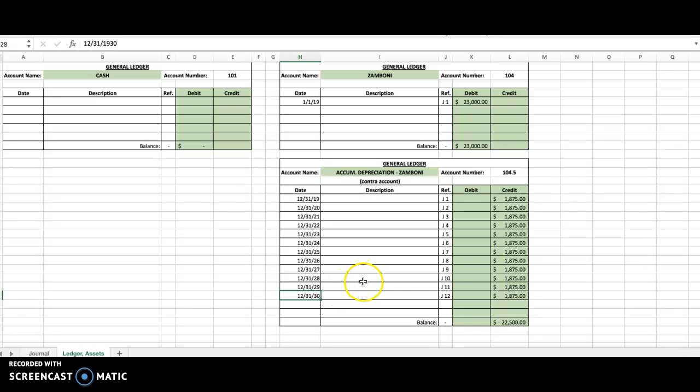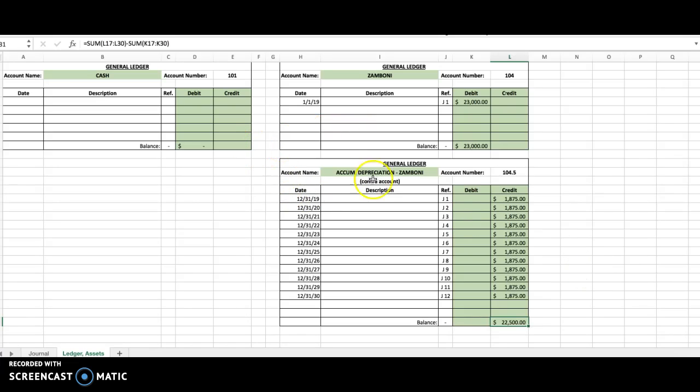And to make it simple, we're at the very end of it. At the end of the year, we once again debited depreciation expense for the Zamboni and credited this account. So we have 12 times that we've done this transaction. And now the balance of this account, the accumulated depreciation for the Zamboni, is $22,500. We added up those 12 entries of $1,875. So that's what it looks like. Now, we need to record the entry that shows the sale of this ice resurfacing machine.